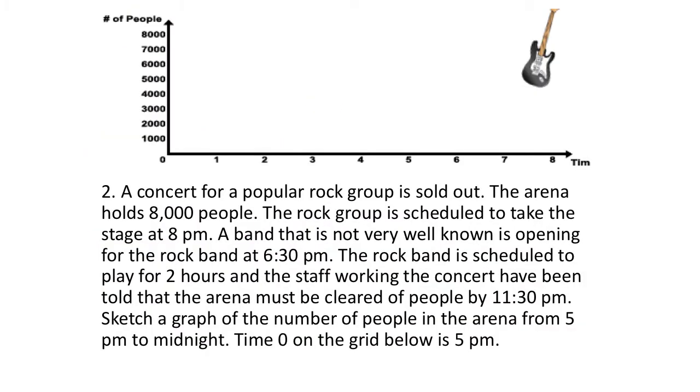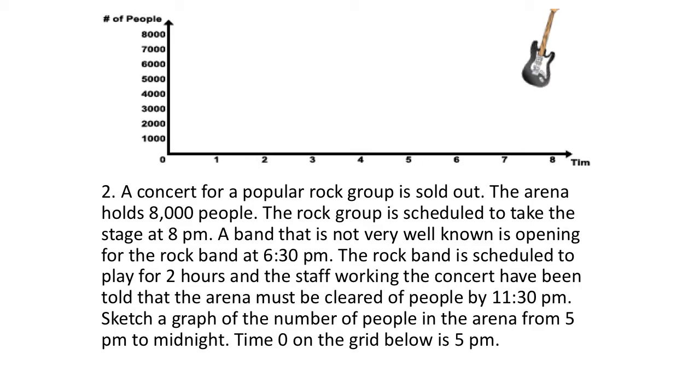Two, this one has scales on the x and y axis. The x-axis, of course, is time, and then we've got number of people. I'm going to say that's the number of people at the concert in this one. Let's read this one out, okay?